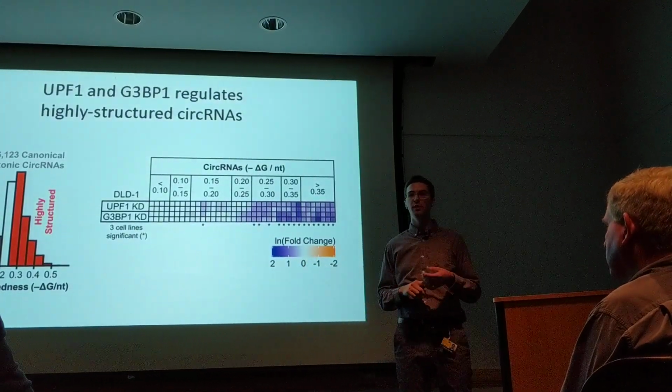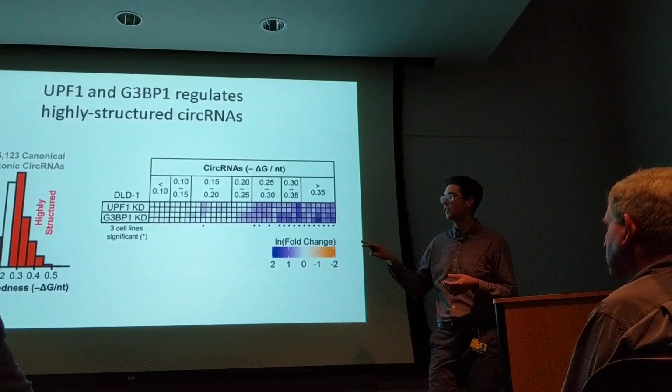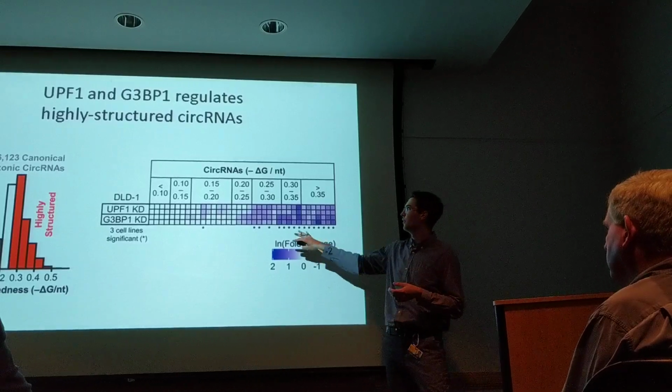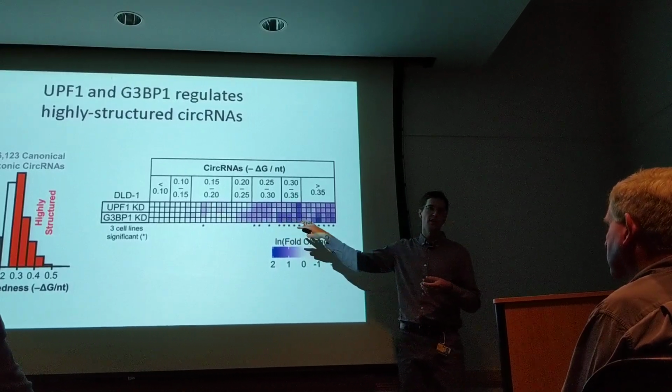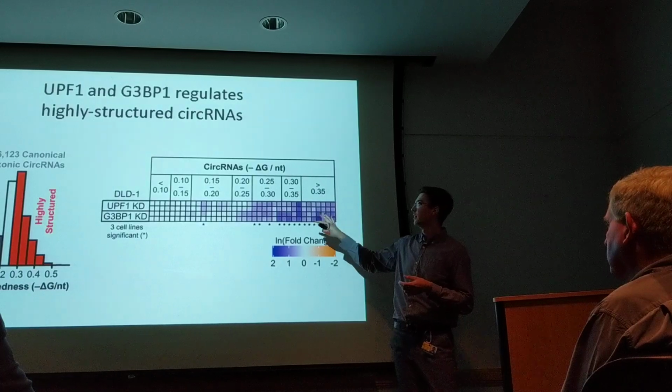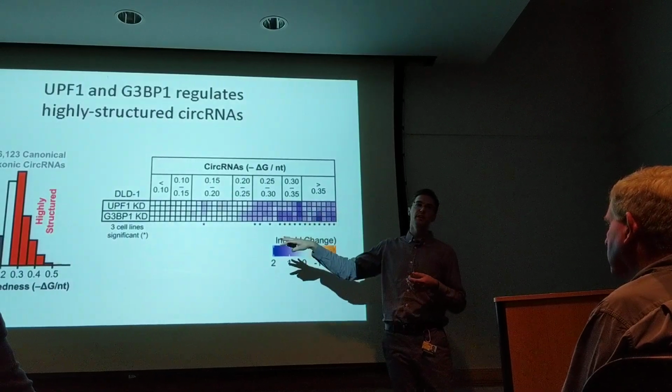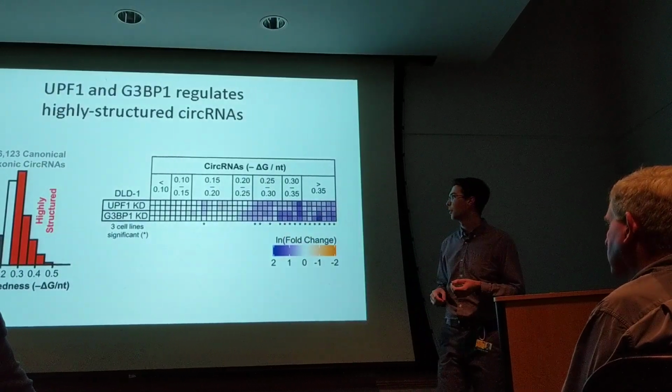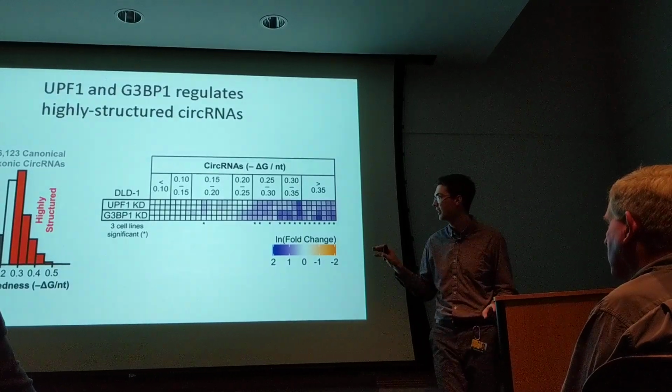And when you knock down UPF1 or G3BP1 in the DLD1 cell lines, as you can see, only when you start getting into these more structured circular RNAs can you find the upregulation, and UPF1 and G3BP1 have no effect on those poorly structured circular RNAs.